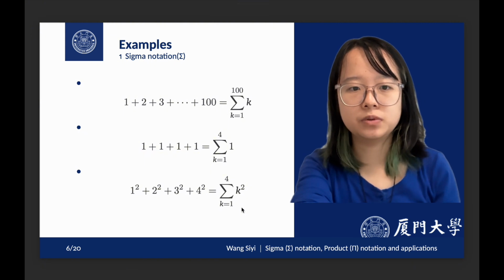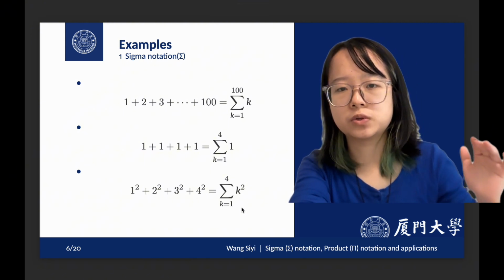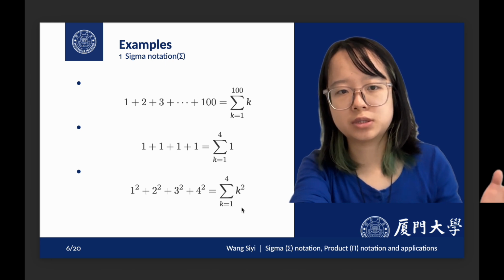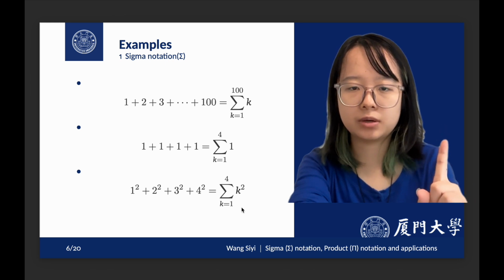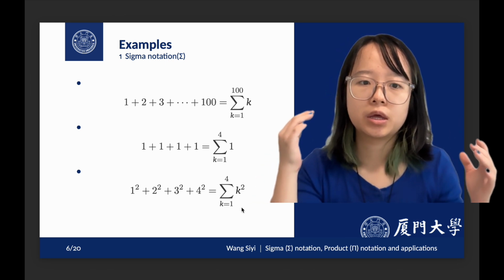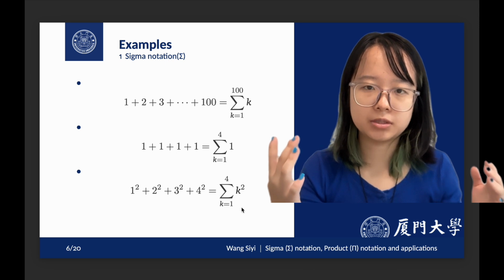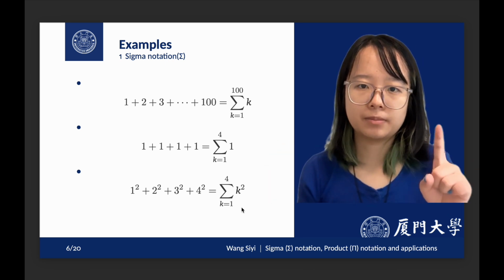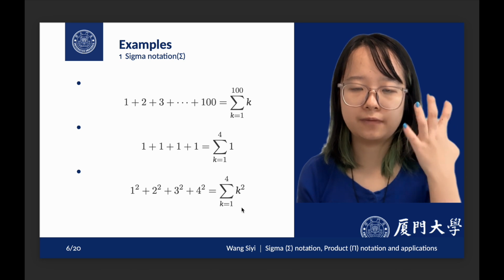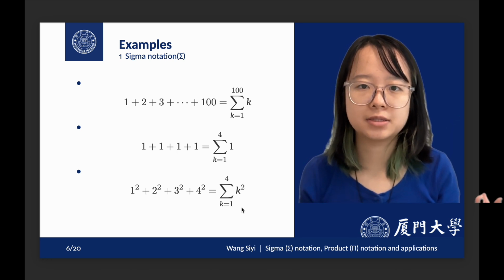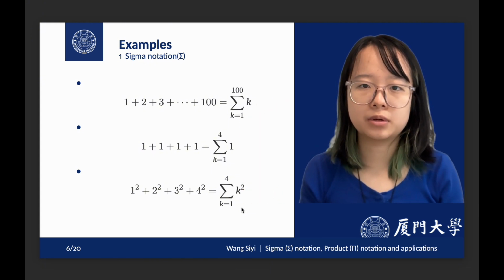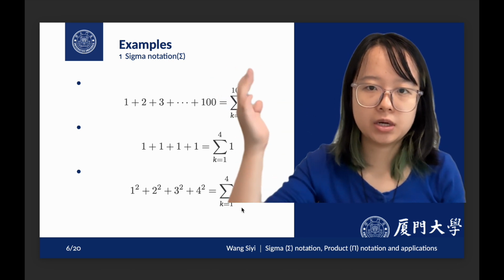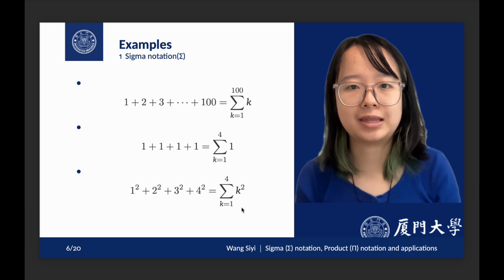Let's see some examples. A1 up to A100 equals the sigma notation of k starting from 1 to 100, where every number satisfies k. The sum of 1 starts from the first number 1 and ends at 4, where every number satisfies the form 1. And for the squares, every number satisfies the form k squared, with k starting from 1 and ending at 4.